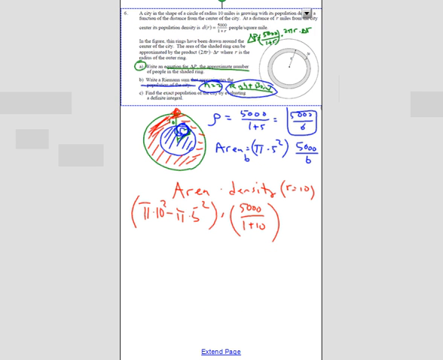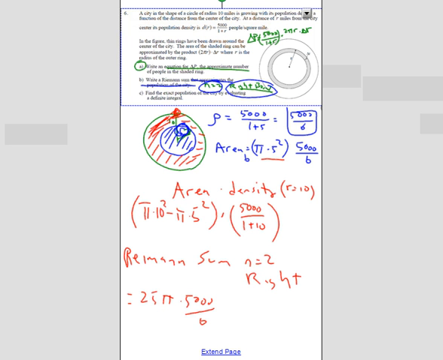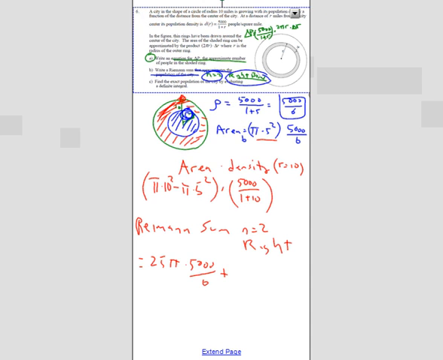So if I wanted to add up these areas, my Riemann sum approximation with n equals 2 using a right bound would equal 25 pi times 5,000 over 6 plus this, which is 75 pi times 5,000 over 11.